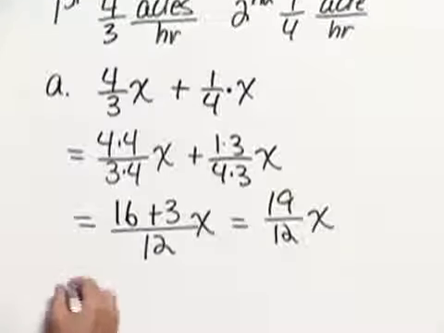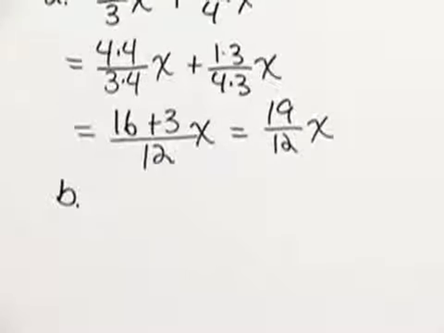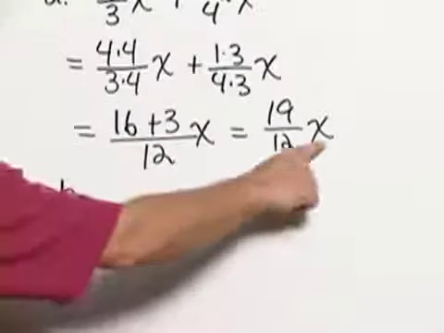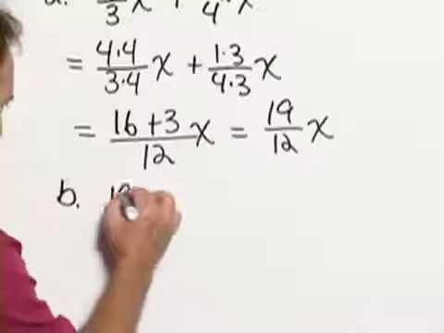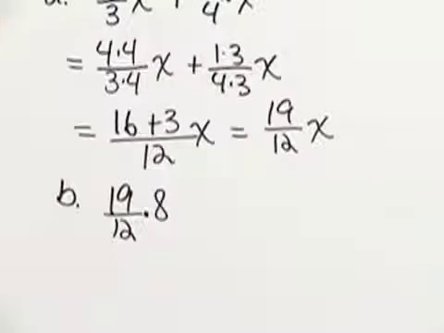For part B, we were asked to find how much they would do in a regular 8-hour day. In other words, substitute 8 for the X. So we have 19/12 times 8. Remember, that's like 8 over 1. So we're multiplying two fractions.